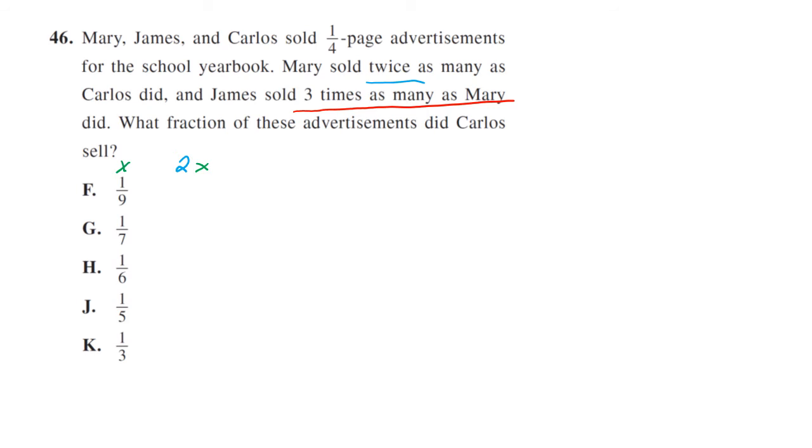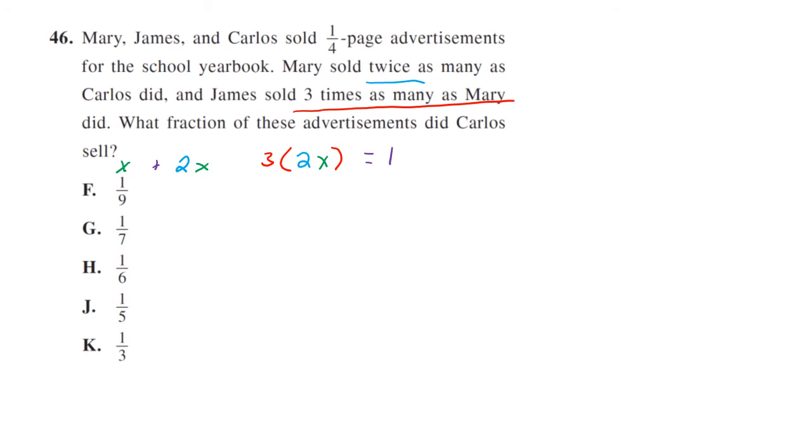And James sold 3 times as many as Mary. So James sold 3 times as many as Mary did. And Mary sold 2x. And altogether, we have our total. So we're going to say altogether, that equals 1. So we could just solve this, right? So let's just solve it to start with.